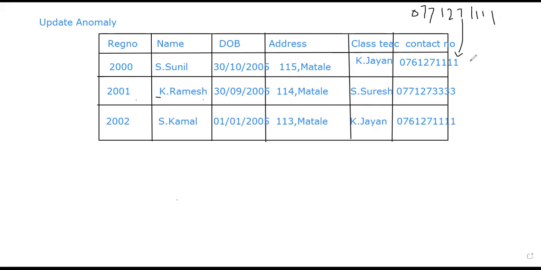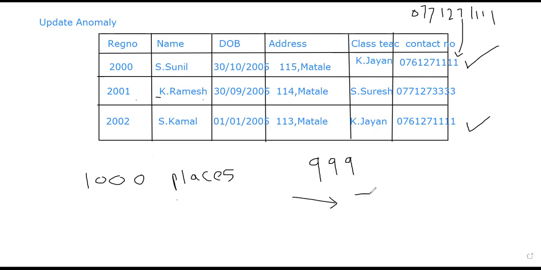In this case, in two places you need to update. Here also you need to update, here also. Now imagine that there are 1,000 places like this, where the data is repeated. In 1,000 places you need to update, isn't it? Now let us imagine that you have updated this in 999 places, and you forget to update in one place. It will lead to what?